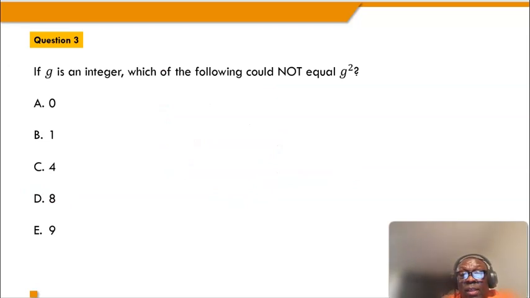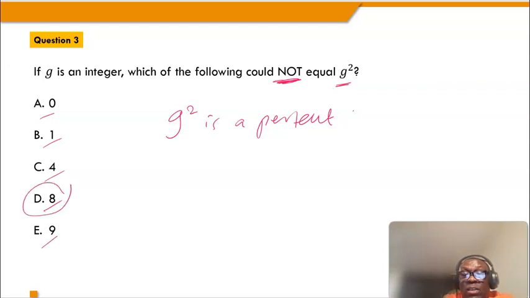Question number 3. If g is an integer, which of the following could not be equal to g squared? Notice that g squared is a perfect square. So we are only going to check which number is not a perfect square. 0 is perfect, 1 is perfect, 4 is perfect because the square root is 2, 8 is not perfect, 9 is a perfect square. So the correct answer here is D, 8.